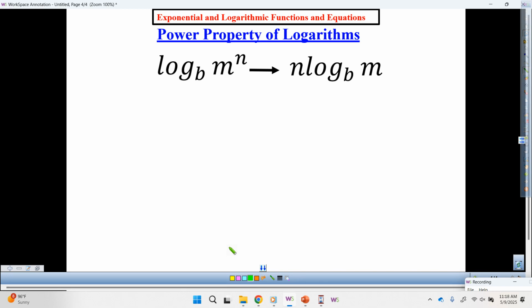And what does this property say? Well, it says this. If we are given a log to a particular base, and the base is different from the given number, and the given number has a particular exponent, we can rewrite this by bringing the exponent of the given number to the front of the log to multiply the entire log. And the others remain the same.